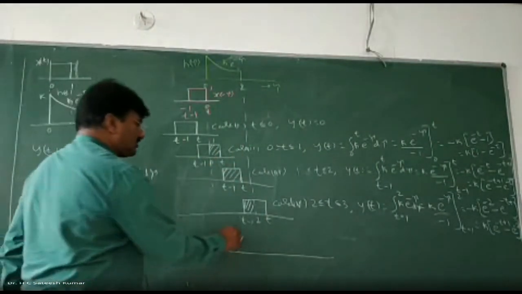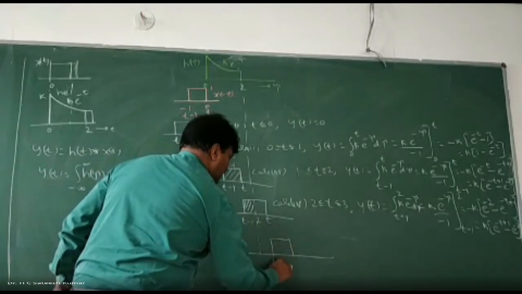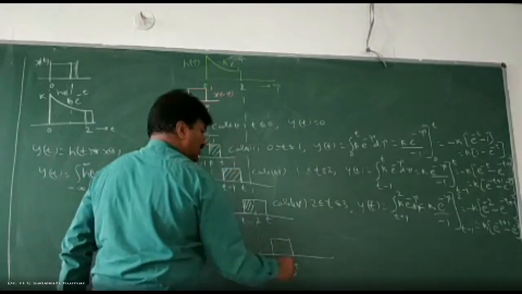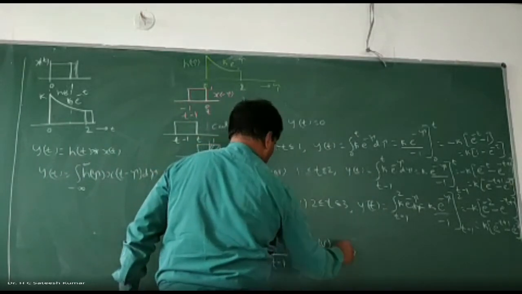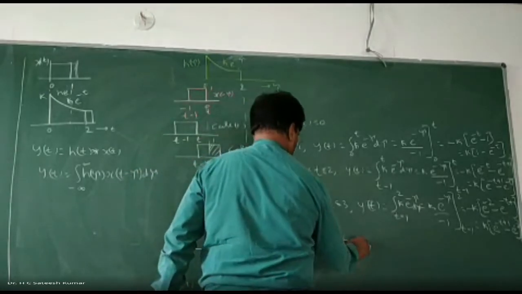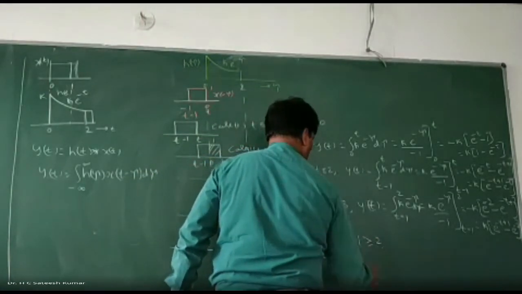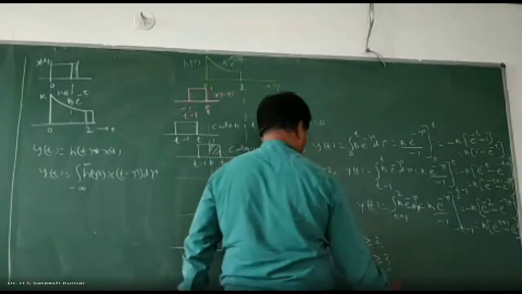So last case is, what is that we have? This is t minus 1. This is t. Case 5. What is that we have? T minus 1 greater than or equal to 2, or t greater than or equal to 3. Y of t is equal to 0.